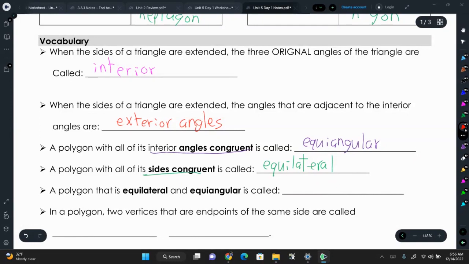If a polygon is equilateral and equiangular, we just call that regular. So for example, an equilateral triangle we know are triangles that have all sides that are the same length and all angles are 60 degrees. So we would call that a regular triangle. All the sides are congruent to each other and all the angles are congruent to each other.